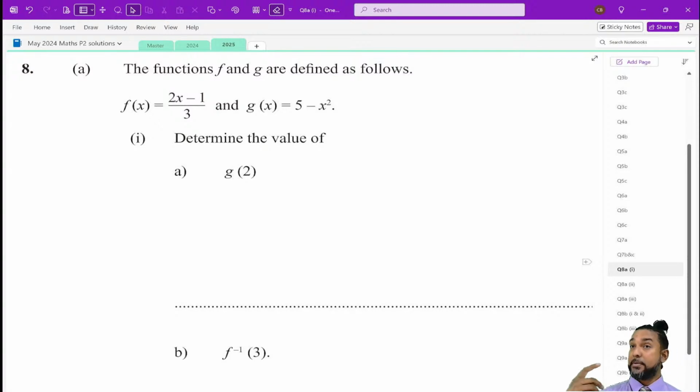If they wanted an expression for f inverse, yes, but there's an easy way to do it. So what you could do, just put whatever f of x is, the 2x minus 1 over 3, put that equal to 3, and then solve for x. Because what they're asking here, the f inverse of 3 means that the value of f is 3. What they're asking for is what x value makes f equal to 3.